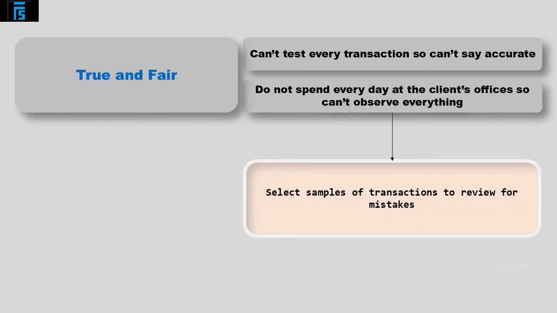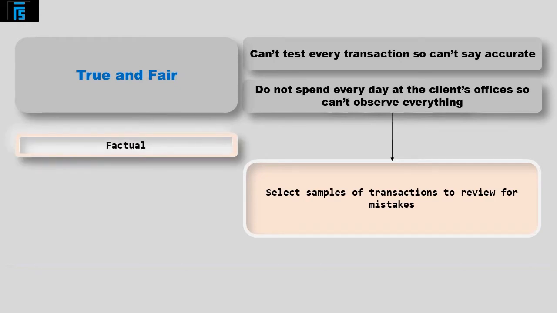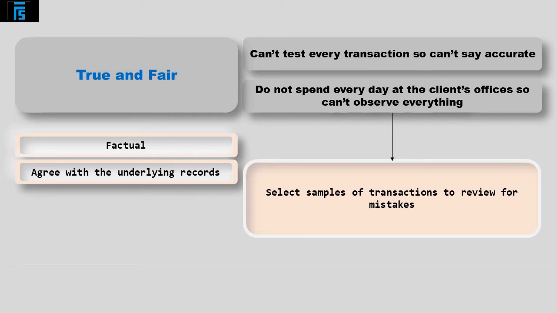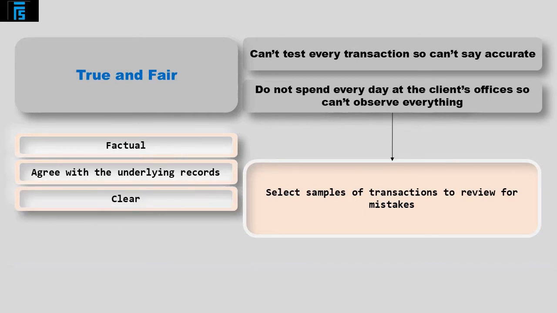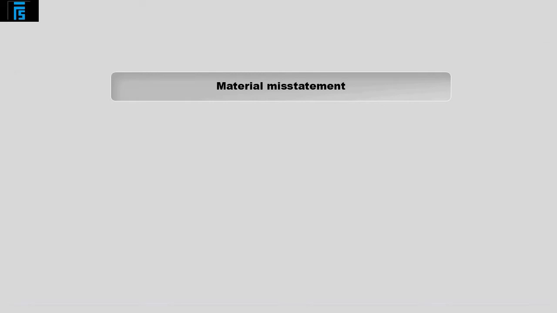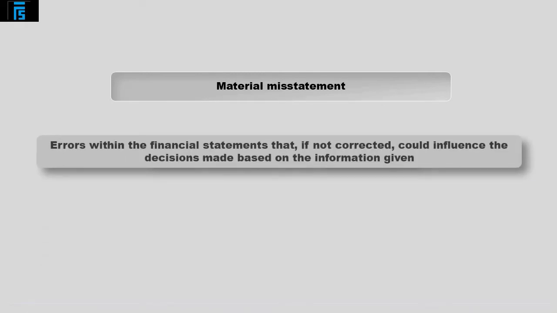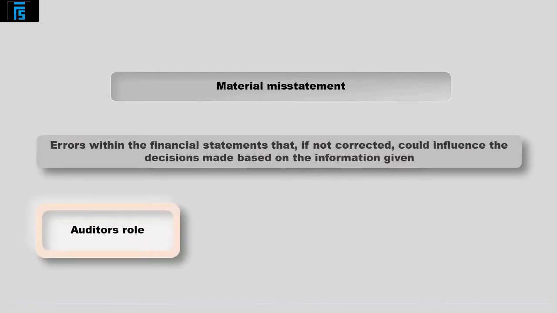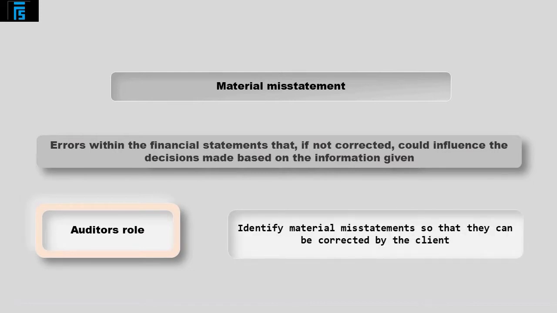Therefore, when an auditor states that the financial statements are true and fair, they are saying that they are factual, they agree with the underlying records, clear, unbiased, and generally free from material misstatements. Material misstatements are errors within the financial statements that, if not corrected, could influence the decisions made on the information given. It is the auditor's role to identify any material misstatements within the financial statements so that they can be corrected by the client before the accounts are published.